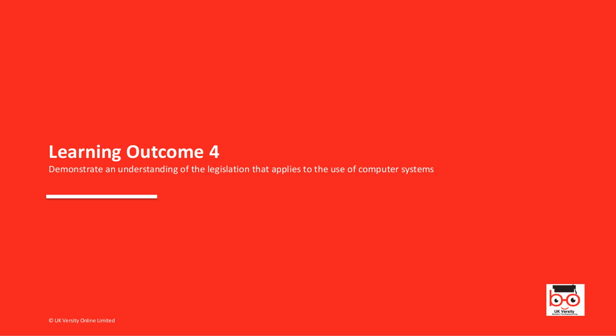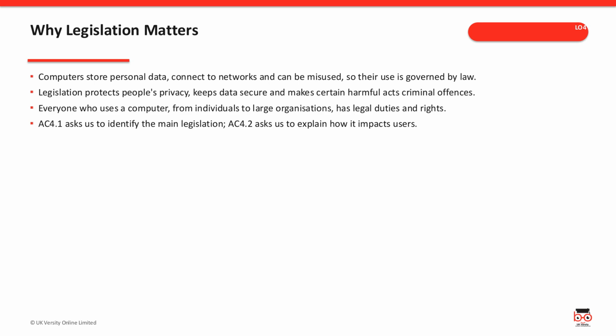Welcome to Learning Outcome 4, where we look at the laws that govern how we use computer systems. We'll identify the main pieces of UK legislation and then explore how they affect ordinary users and organisations alike. Let's start with why legislation matters at all.